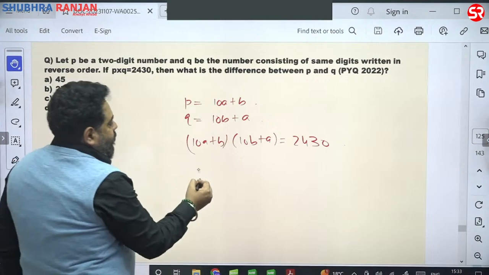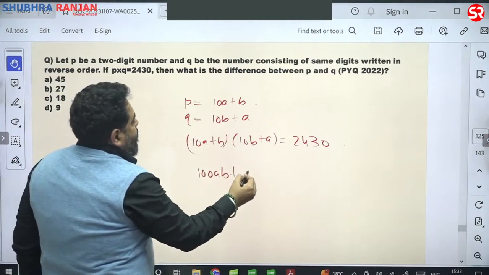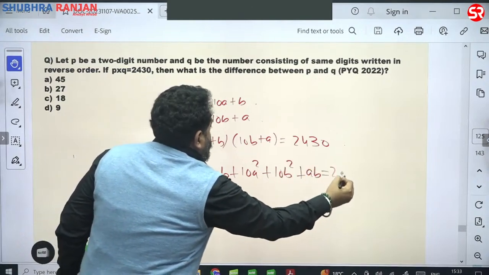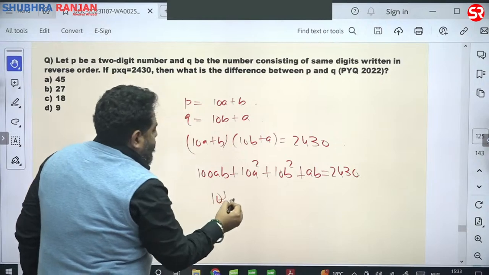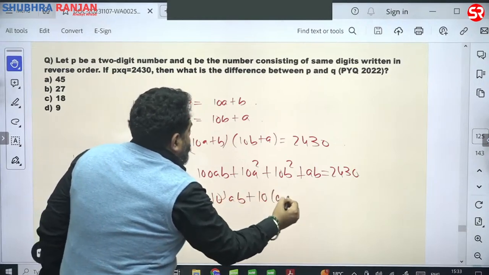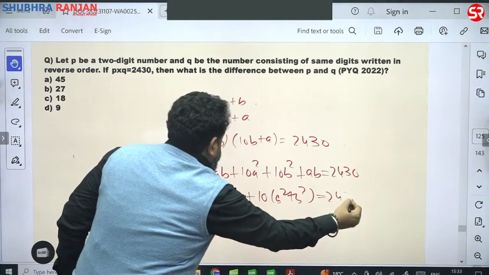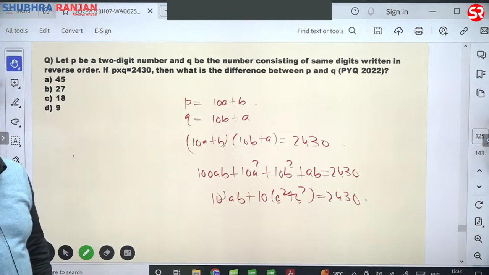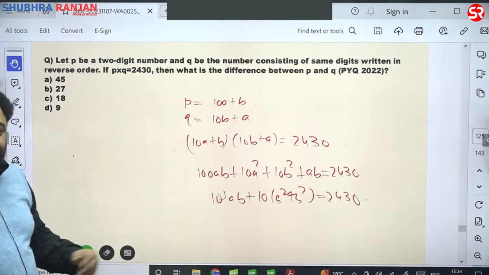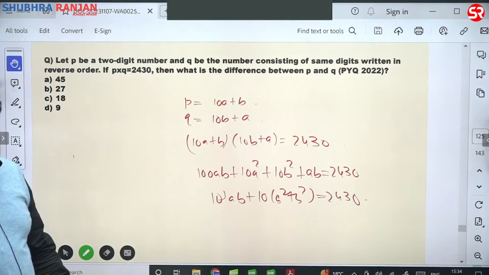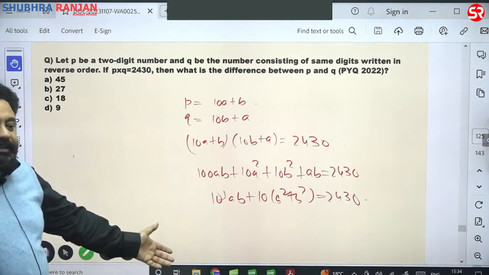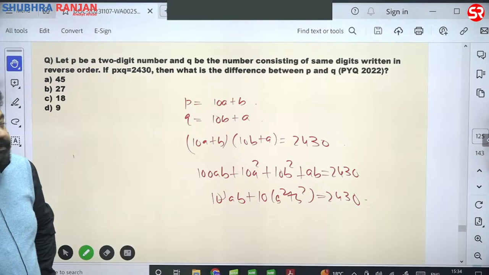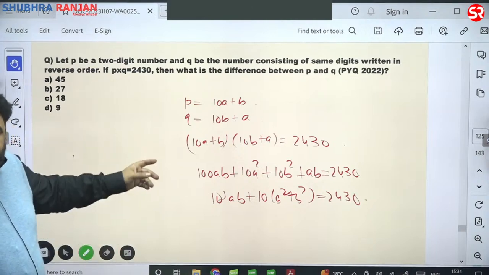Started solving. 100AB plus 10A squared plus 10B squared plus AB is equal to 2430. 101 times AB plus 10 times (A squared plus B squared) is equal to 2430. What will you do? Cannot solve it. Most of the people lost this question for the same reason. Understand, you cannot solve this question like this. What do you do? And this is 2022.